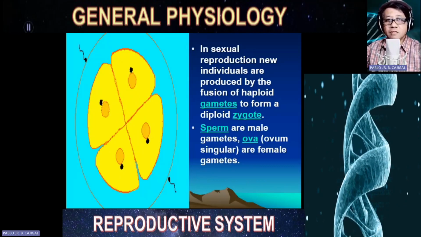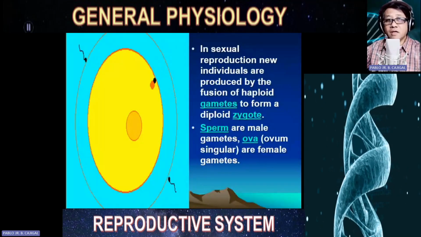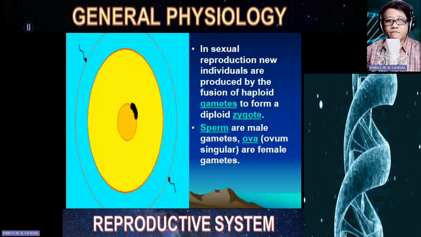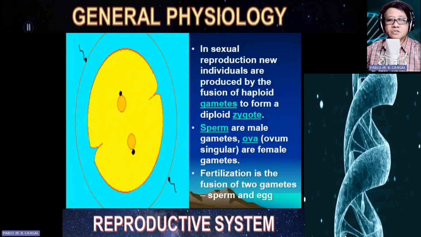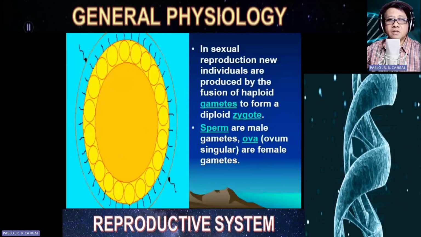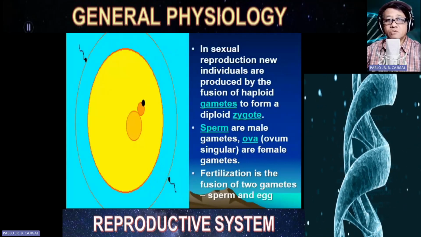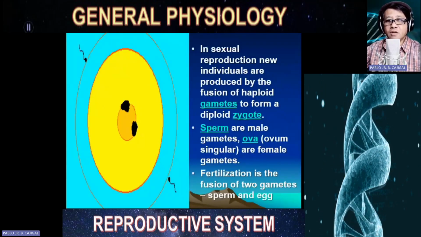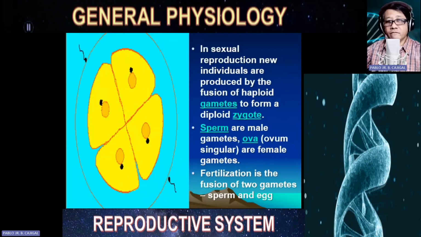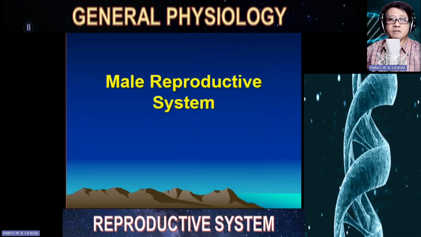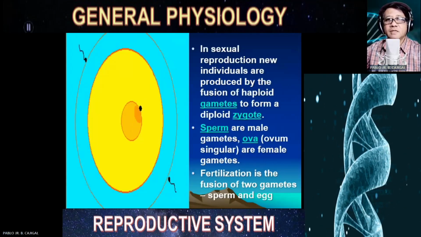Alright, the male produces sperm. That is his gamete. The male gamete is the sperm, while the female gamete is the ova. So sperm are the male gametes and the ova or ovum are the female gametes. These two gametes, the sperm and the egg, unite through fertilization. Fertilization is the union or the fusion of these two gametes, producing the zygote. The zygote is the fertilized egg.